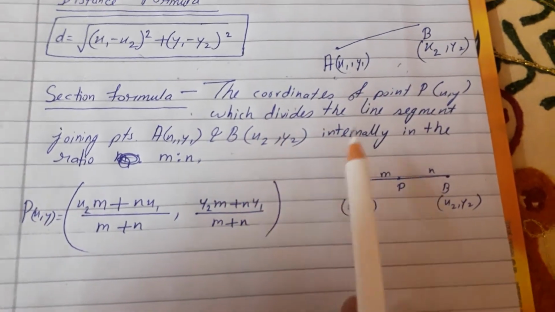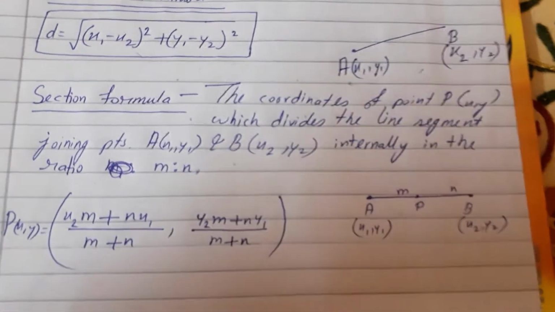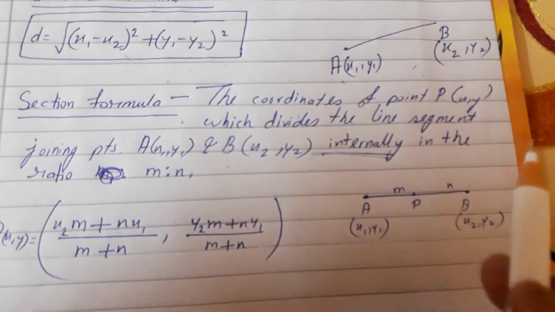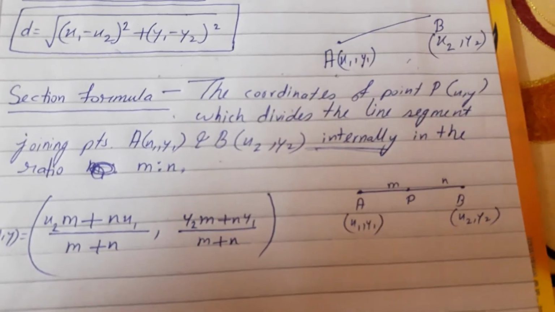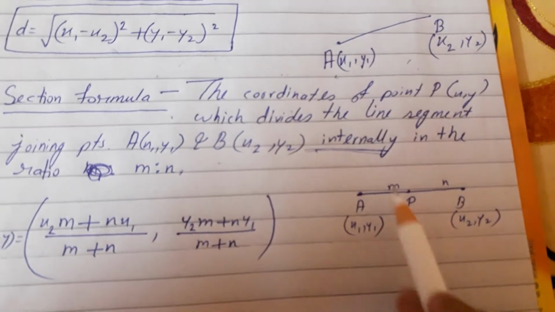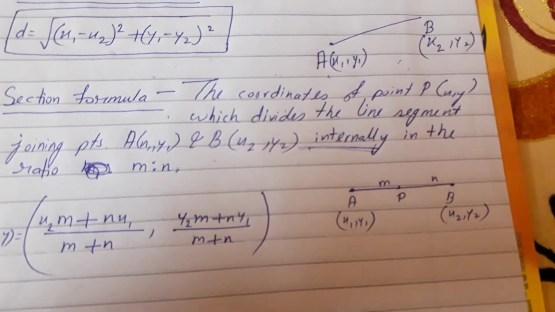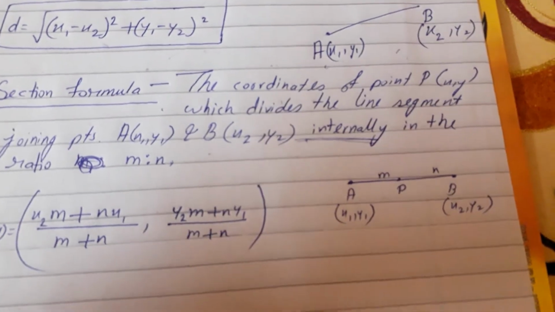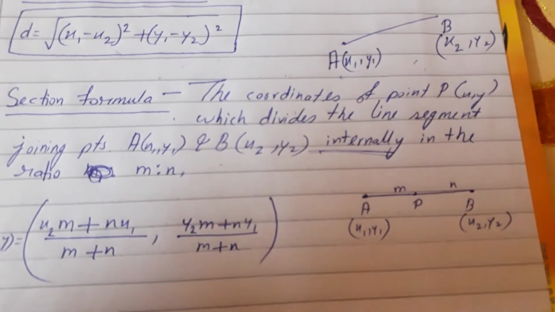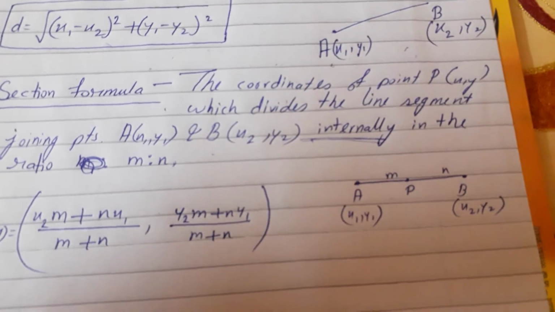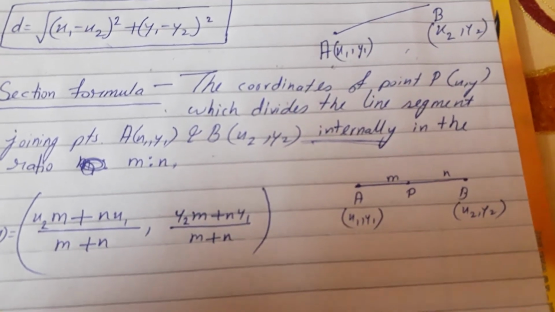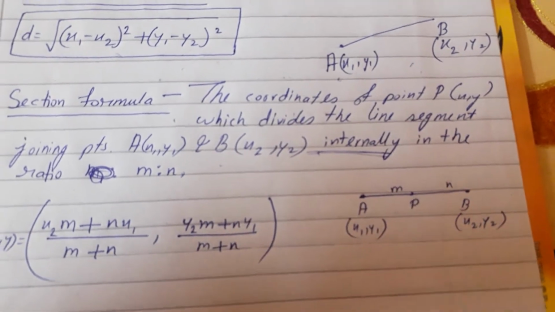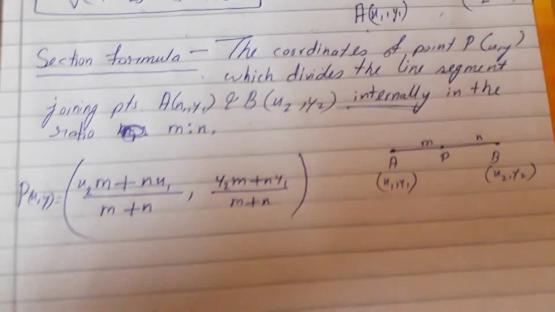Now see, it is written here that the division is internal. You may ask why only internally. Because this point P is on the inner side, and secondly, up to class 10 you have to read only the internal case. When you are in class 11, you will learn about internal and external, but up to class 10 you only have to learn the internal part. Now this is the formula.